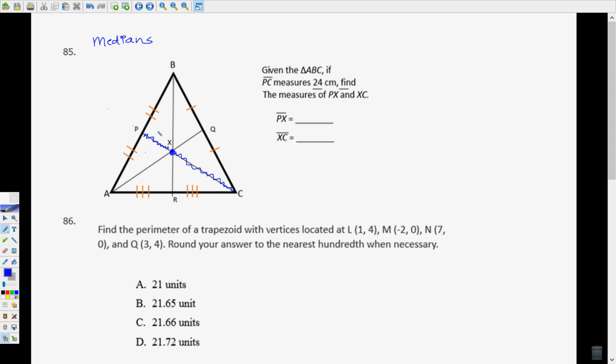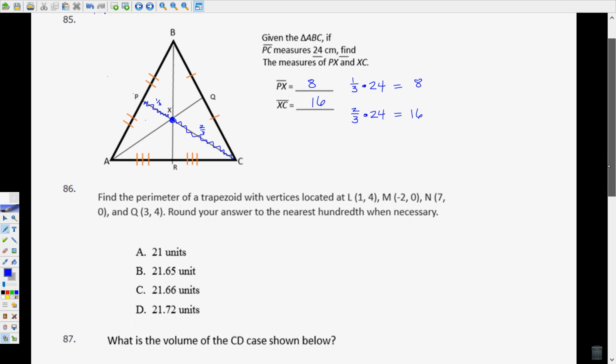So PX would be your smaller section. That would be 1/3 of the entire length of that median. And XC is going to be 2/3 of the entire length of the median. The median that we're talking about, PC, is 24 centimeters. So for PX, you say 1/3 times 24. And for XC, 2/3 times 24. Of course, you can find 1/3 of 24 by saying 24 divided by 3 and getting 8. And if you want, you can just subtract that from 24 to get 16, or you can take 2/3 of 24 and also get 16. So that is that one.